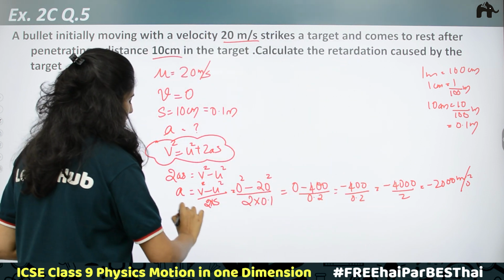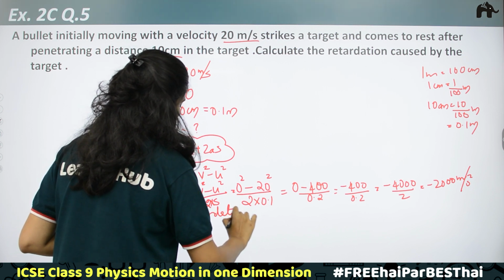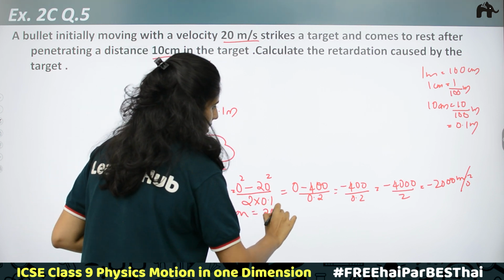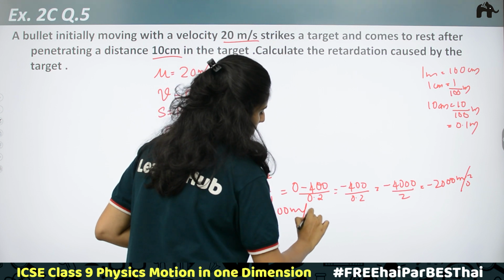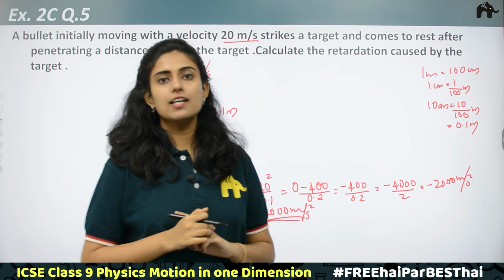Then what about retardation? Retardation is equal to 2000 meter per second square. 2000 meter per second square is the retardation.